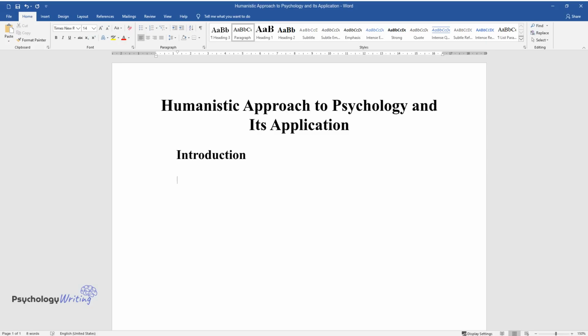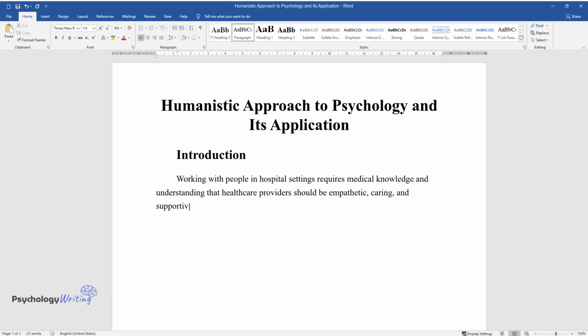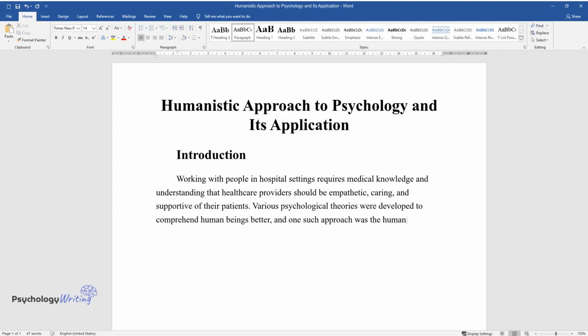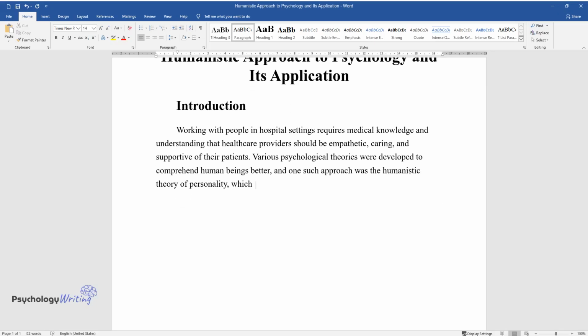Introduction. Working with people in hospital settings requires medical knowledge and understanding that healthcare providers should be empathetic, caring, and supportive of their patients. Various psychological theories were developed to comprehend human beings better, and one such approach was the humanistic theory of personality, which is widely used in clinical practice.